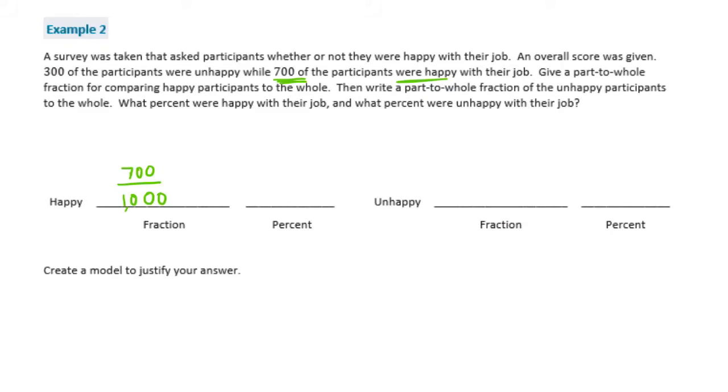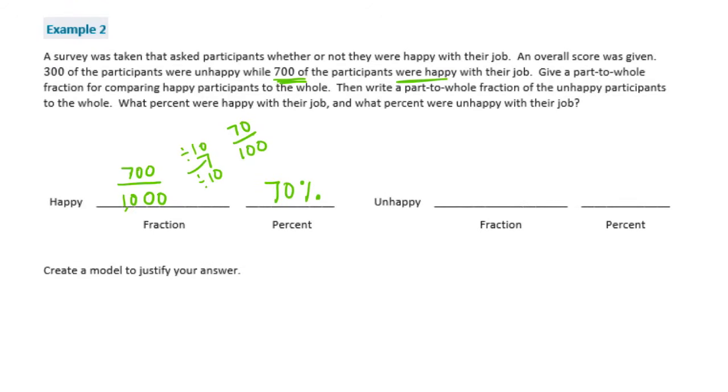So percentage-wise, remember a percent is out of 100, so we could divide each of these by 10, because 1,000 divided by 10 gets us 100, so 700 divided by 10 gets us 70. So percentage-wise, this is 70%.